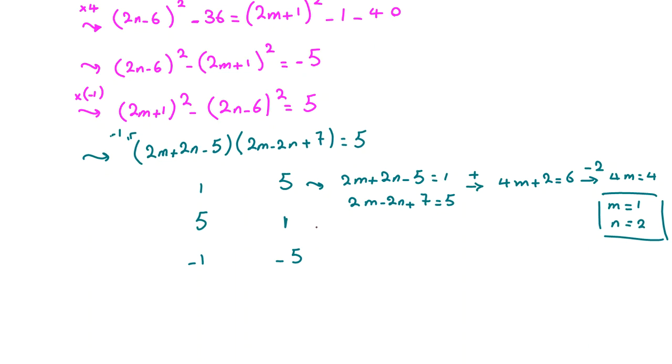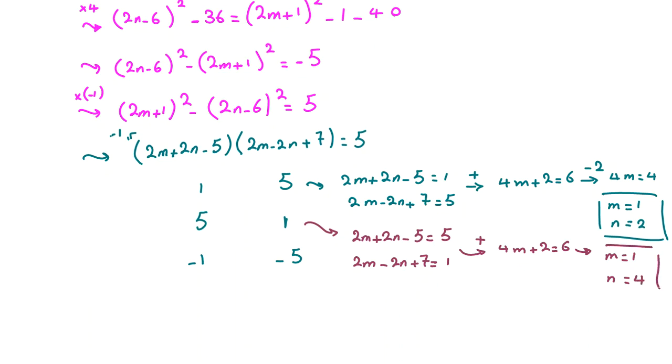Now, in the same way, similarly, we check this one. 2m plus 2n minus 5 is 5. 2m minus 2n plus 7 is 1. Again, if we add, it will be 4m plus 2 equals 6. So 4m equals 4, m equals 1. And with m equals 1, 2 plus 7, 9. We take 9 to the right side, negative 9. 1 minus 9, negative 8. If we divide by negative 2, n will be 4. It is another answer.